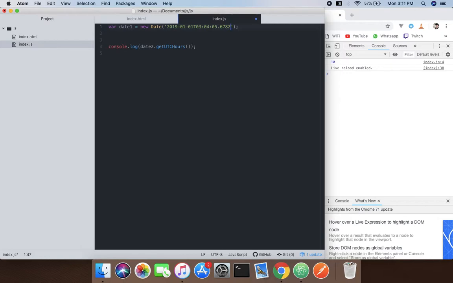Keep in mind though, the letters must be uppercase. And now check the hours, minutes, seconds, milliseconds. For those who don't know, this is another way to set up the format of dates.